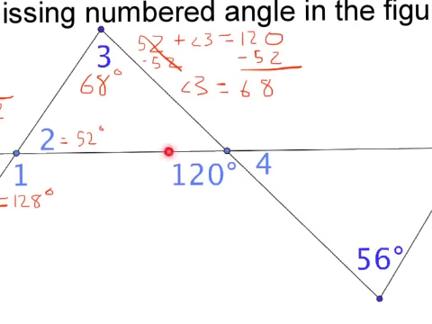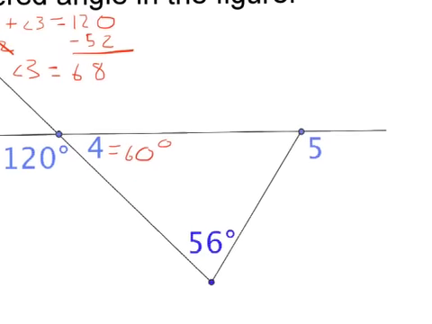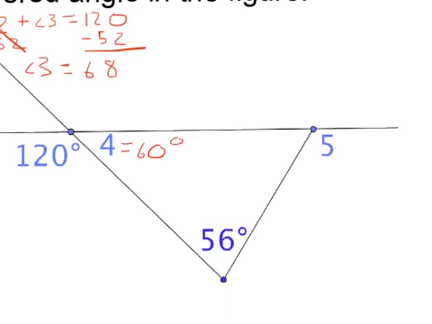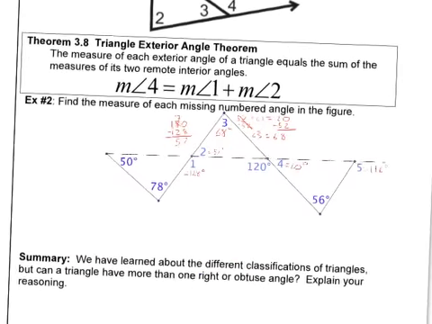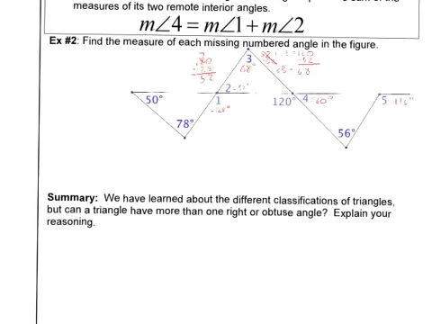Remember, these two, again, straight lines, so they have to add up to 180. So, if this is 120, then angle 4 is 60 degrees. And since I have these two angles, 60 and 56, I can add them up to get this exterior angle, because I have two interiors that are going to equal the exterior. So, 60 plus 56 is 116. There we go. And I found all the missing angles using what I know about the exterior angle theorem.